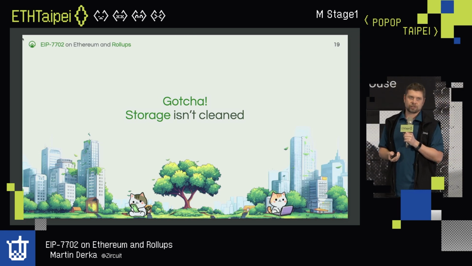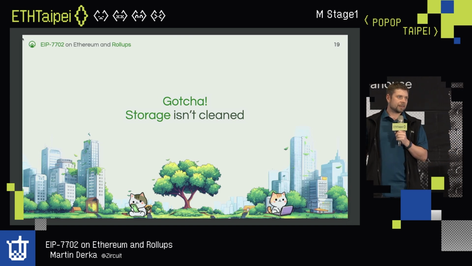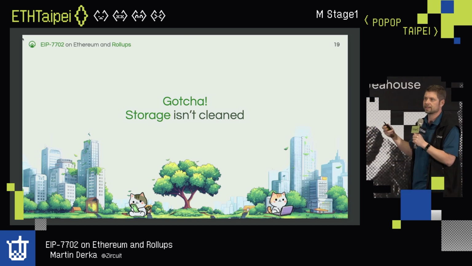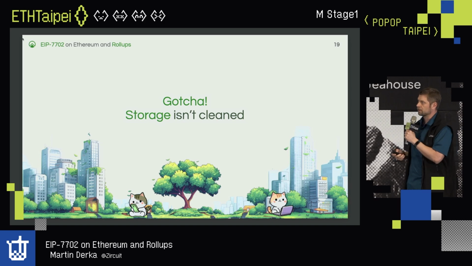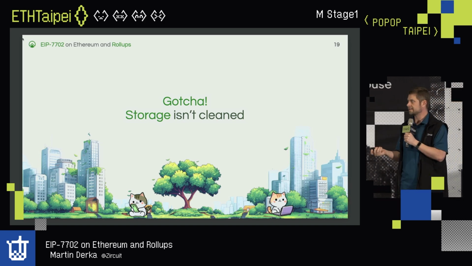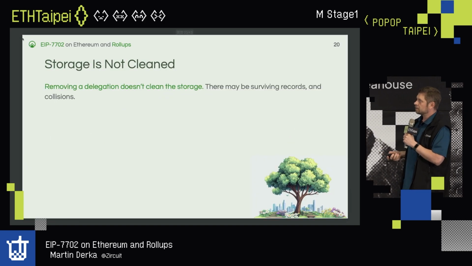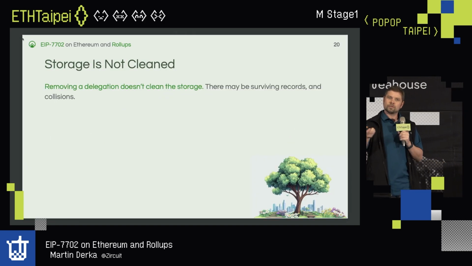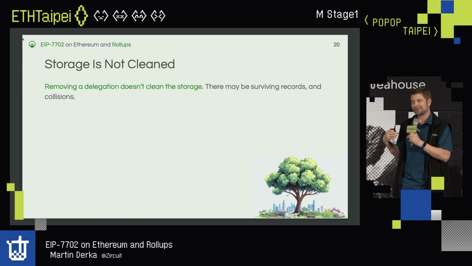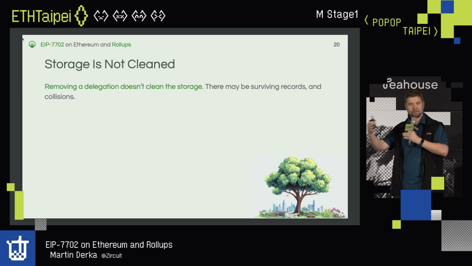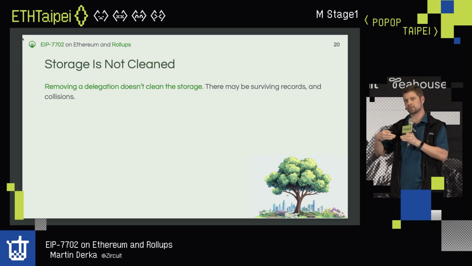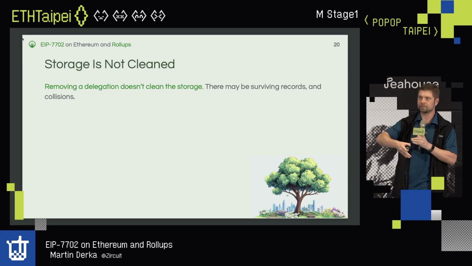Well, here I have a gotcha. There is one thing, there are actually multiple things in EIP-7702 where the EIP itself doesn't take care of them for you. The one that I decided to include in the talk as an example is the storage. So when we remove delegations from your externally owned accounts, the obvious behavior that you expect here is if you are able to set some delegation, you can also remove it, right?